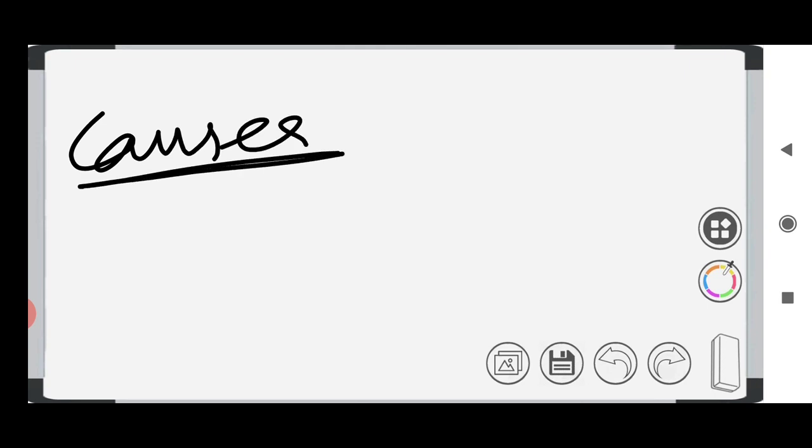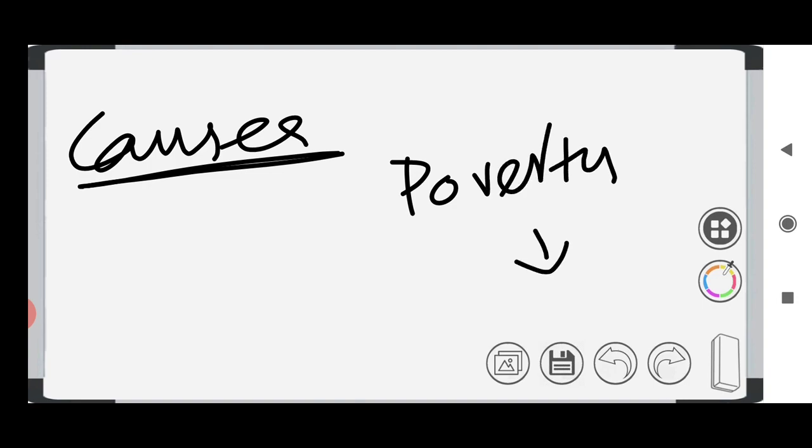Then what are the causes of poverty? How is poverty caused? Actually, there is a cycle of events. Poverty is linked with unemployment. If there is unemployment, poverty exists, because if you are not having employment, then automatically you will not have money. If you are not having money, then you can't satisfy your basic needs, and then automatically you will be in poverty.